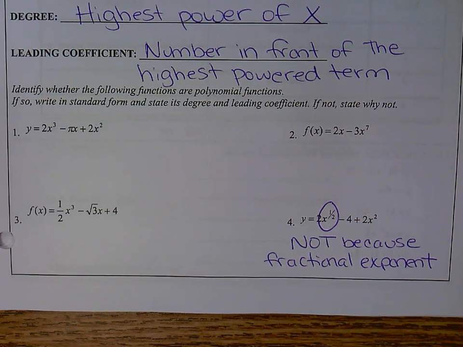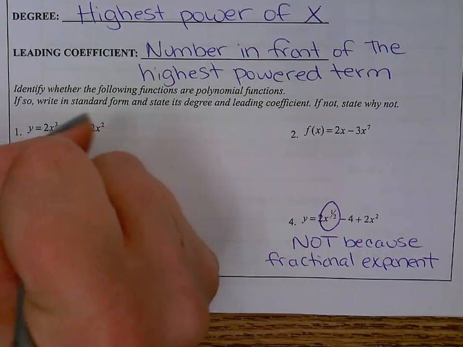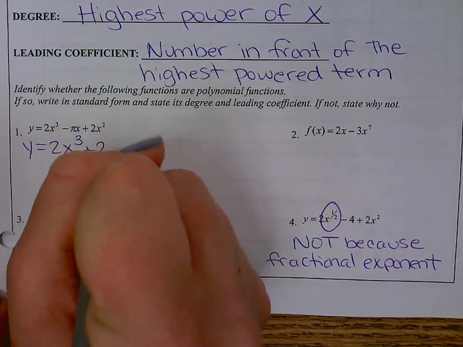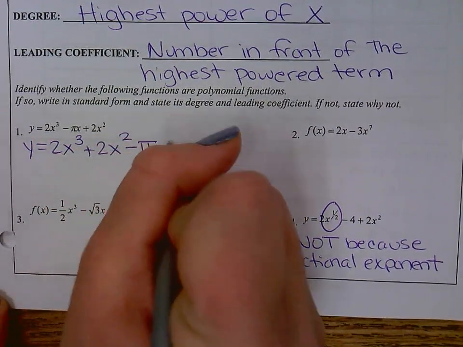All right, number 1. What might make you think this is not a polynomial? I don't really like the number pi right there, but is pi a real number? 3.14159, it just goes on forever. So it just said it had to be a real number. It's on the number line. So I can just write this in standard form. Let's see, 2x cubed would come first, then 2x squared and minus pi x. So there's standard form.